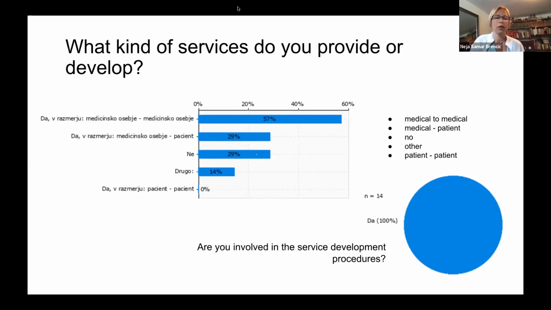We can see, I'm sorry, the graph is in Slovenian language because we conducted the assessment in Slovene. So medical personnel to medical personnel, it's 57% of these companies or services. Then about 30% is medical to patient, and then there are other kinds of services. And amazingly enough, everybody who was in the assessment is involved in some way in the service development procedures.